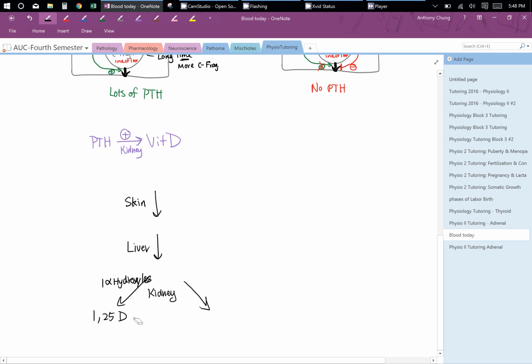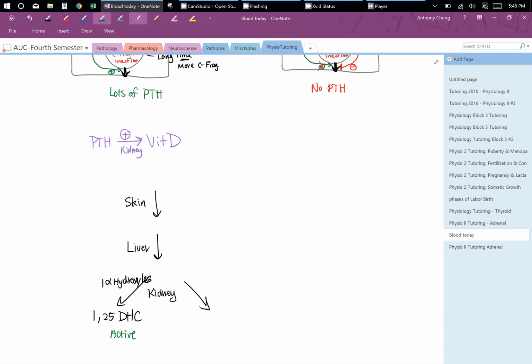Should I just abbreviate it? I don't know how people normally do it, is it like this abbreviation? All right, I'm going to abbreviate it like that for now. So this is the active form. This is the one that will go to the intestines and cause increase in reabsorption. I'll post something that actually has the names, but I'm not sure whether you actually need to know the name. Do you remember? Maybe not for this. So I'll abbreviate it for now.